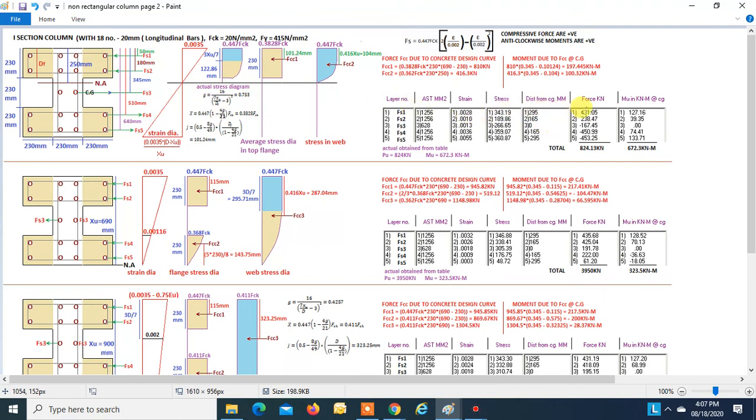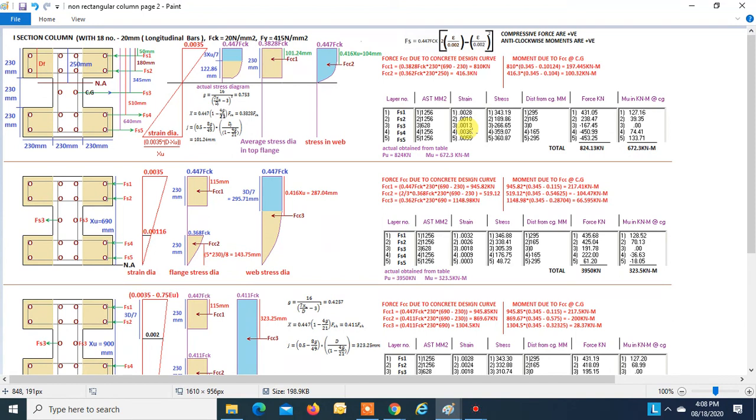So a force into this distance gives a moment. This is positive because this gives an anti-clockwise moment. This also gives an anti-clockwise moment, so positive. This one gives zero moment because it is on the CG, so zero. And this force is tensile. So find the strain, and the strain is 0.0036. Find the stress from the table.